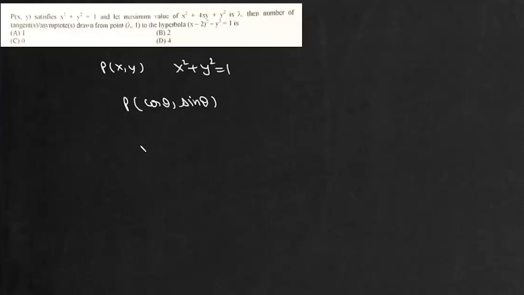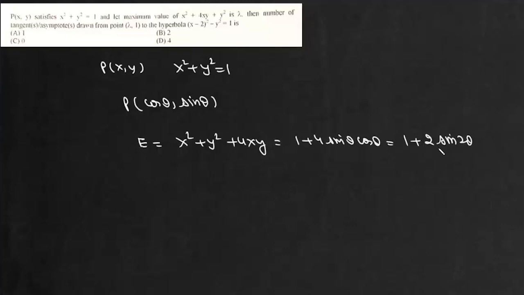So we have this expression, say E, and it is x square plus y square plus 4xy. Now cos square theta plus sin square theta is 1, plus 4 sin theta cos theta. So it will be 1 plus 2 sin 2 theta. Now maximum value of sin 2 theta is 1. So value of lambda is simply 3.